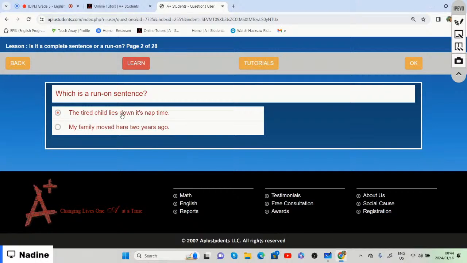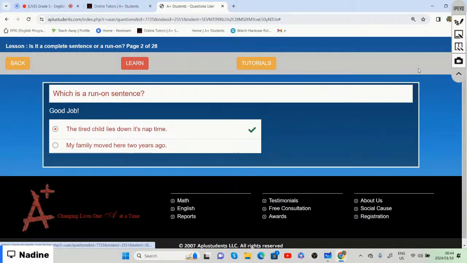And if we choose the run-on sentence, we will choose the first option. The tired child lies down, it's nap time, which means that there is no end punctuation, right? And the first one is correct.